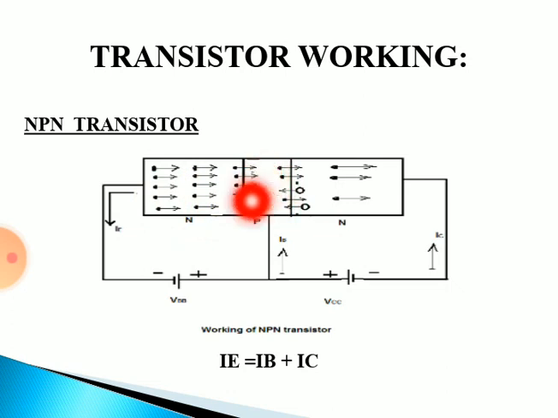In the P region there are holes, but because it is lightly doped there are only a few holes. So of the electrons moving towards the P, only 5% will recombine with the holes. The remaining 95% of electrons move towards the collector. The 5% electron-hole recombination constitutes the base current. The remaining 95% constitutes the collector current. So the total emitter current, 100%, is equal to 5% base current plus 95% collector current. So this is how your NPN transistor works.